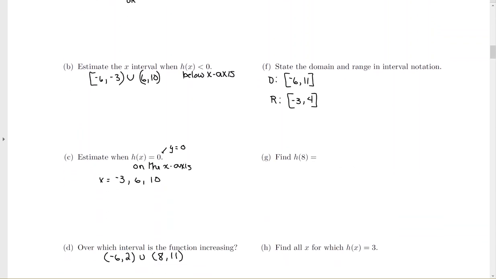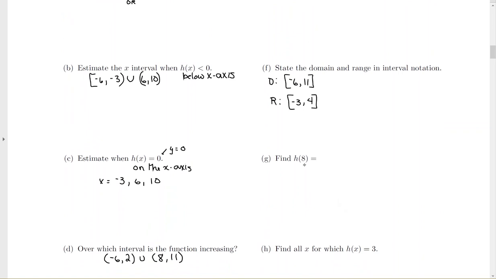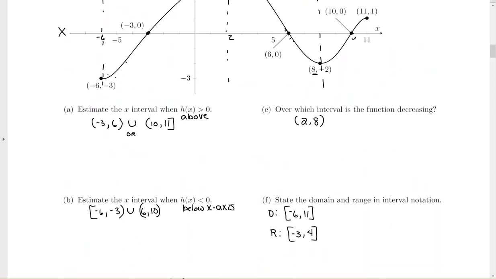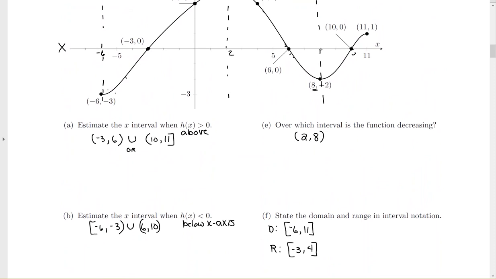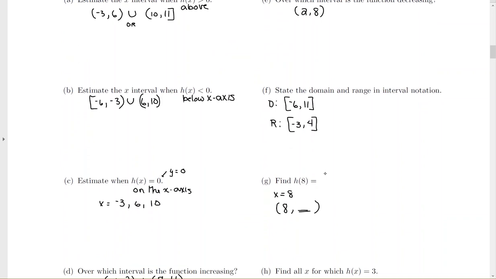And then for letter G, find h of 8. So your input, or your x value, is 8. So we're looking for the point 8, comma, and we're trying to figure out what this is. So we look back at our graph. When x is 8, and we come over here to x is 8, what is the corresponding y value? And that would be -2. So h of 8 is -2. That's our answer. But that's what we were looking for, is what is the y value when x is 8.